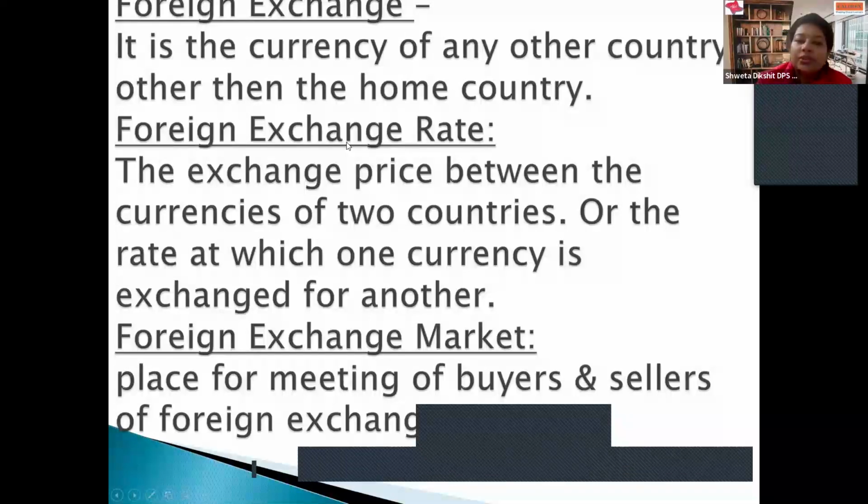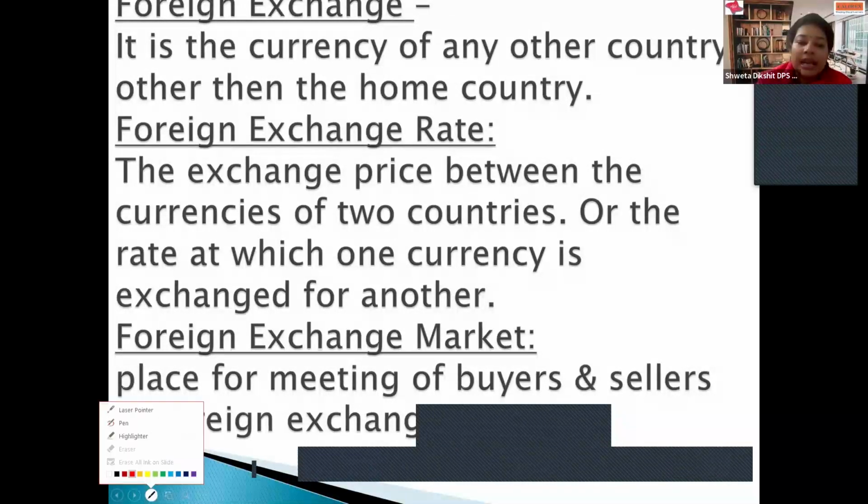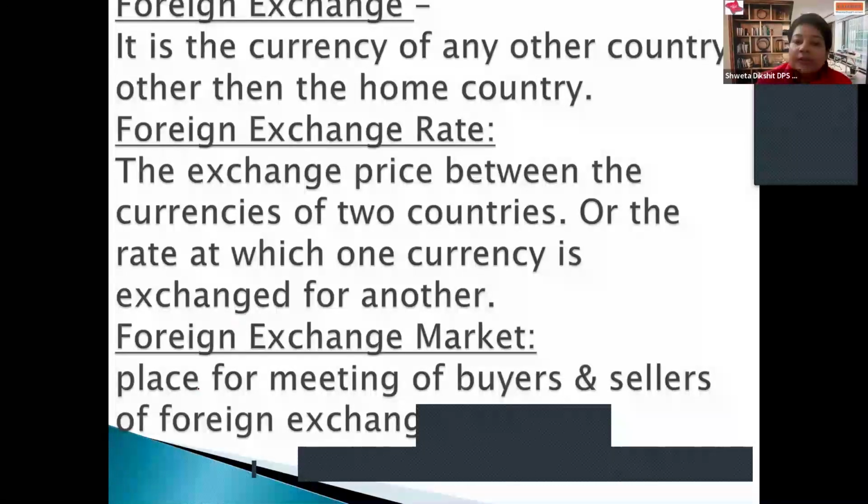Now there is an exchange rate. What is this exchange rate? The foreign exchange rate is the rate at which one currency is exchanged for the other currency. I repeat, the foreign exchange rate is the rate at which one currency is exchanged for the other currency. And where do all these activities take place? These activities take place in the foreign exchange market.